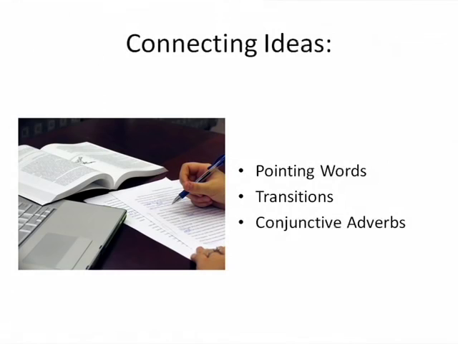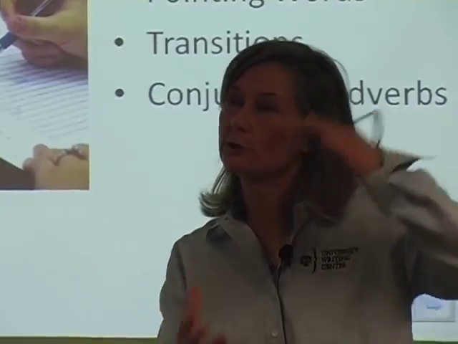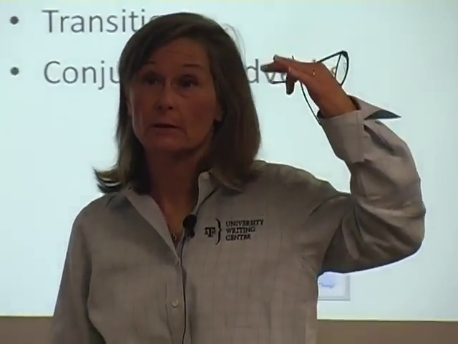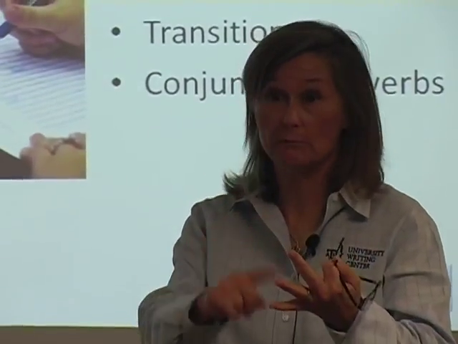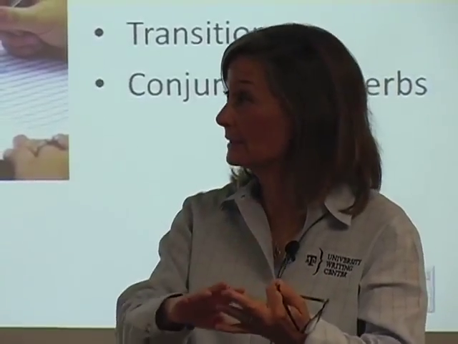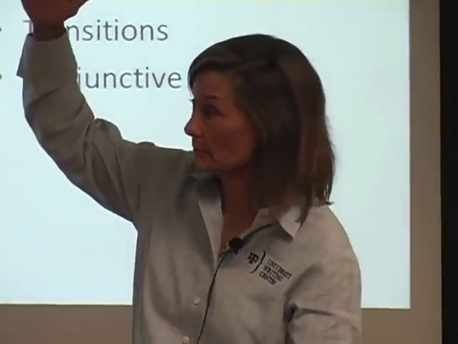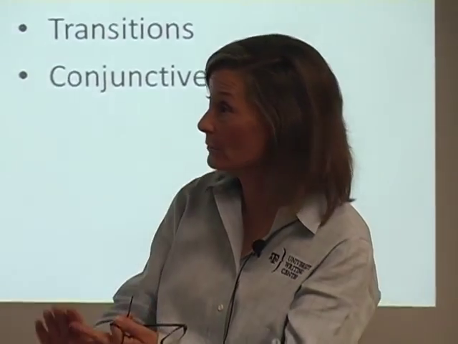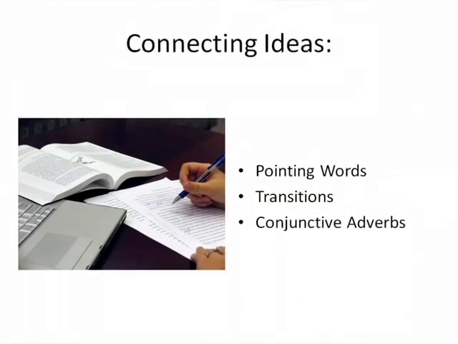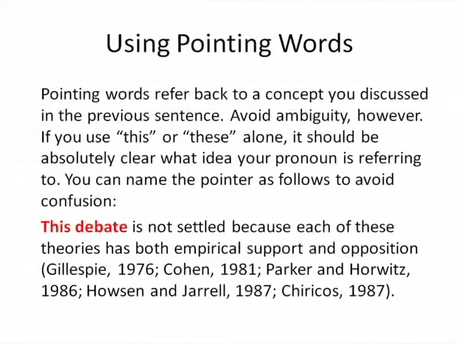So I have three ways of doing this when I write, and I think they're pretty helpful. You can use pointing words. First of all, you want your topics to flow together. But that's why we're talking about sequential, methodological, and those kinds of things. Now we're getting down to the sentence level stuff rather than the paragraph level or the page level stuff. Pointing words, transitions, and conjunctive adverbs.